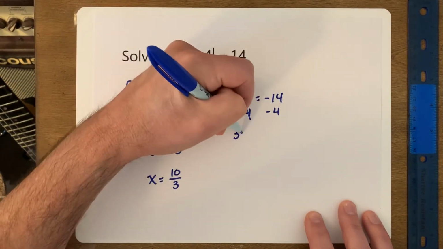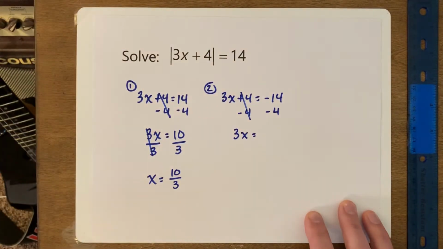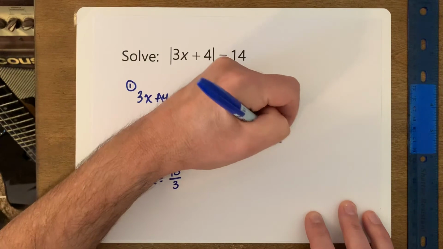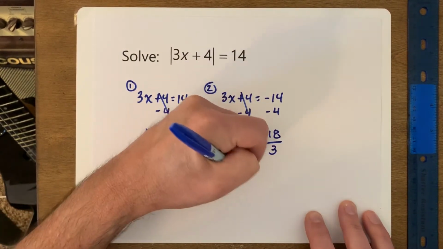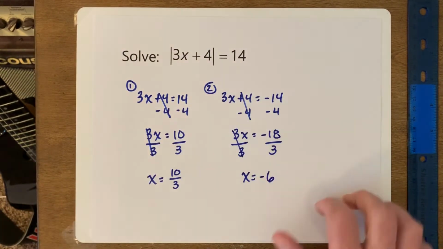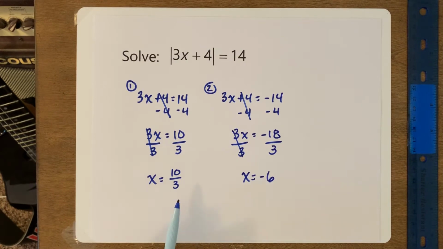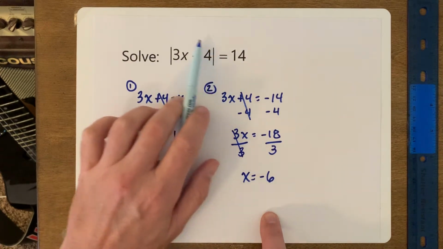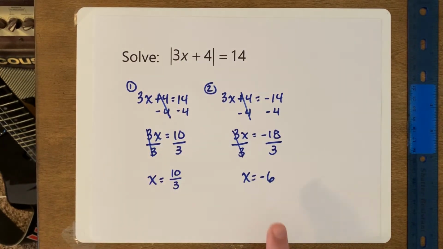Over here, same thing, bring down my 3x. Negative 14 minus 4 is negative 18. Divide by 3. And we get x is equal to negative 6. So those are our two solutions. So yes, fractions as solutions are very common. If you want to test these two numbers to make sure that they're correct, you can plug them back in for that x right there individually and make sure that when you simplify this, you do get 14.